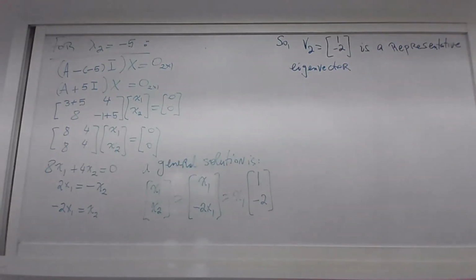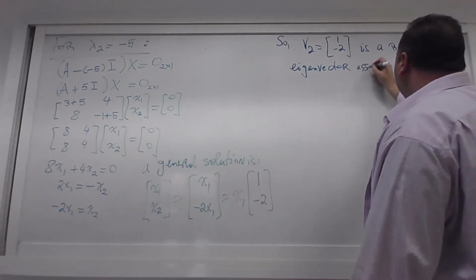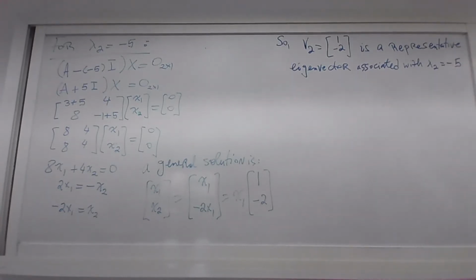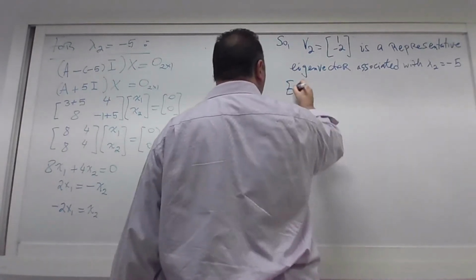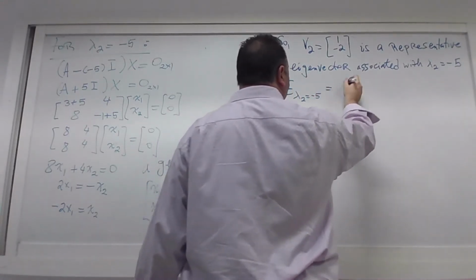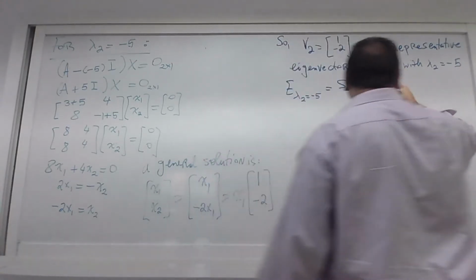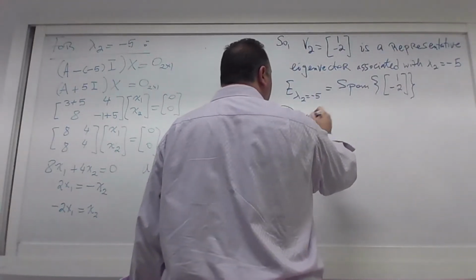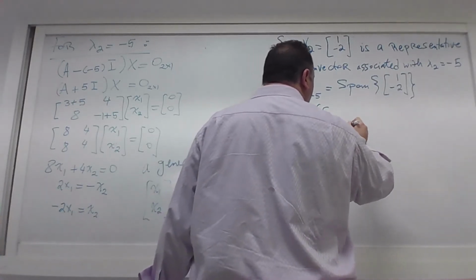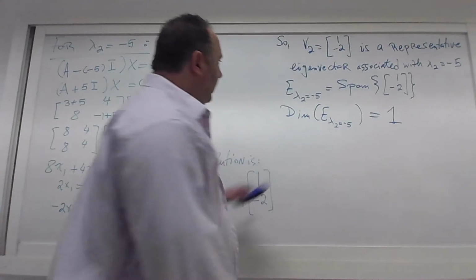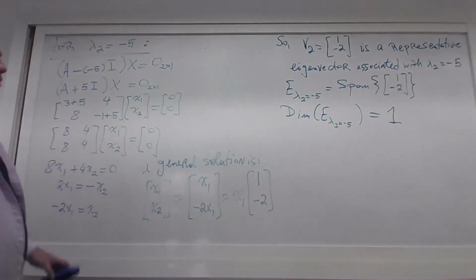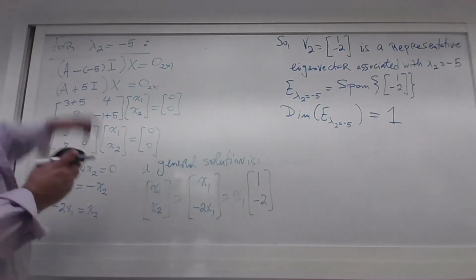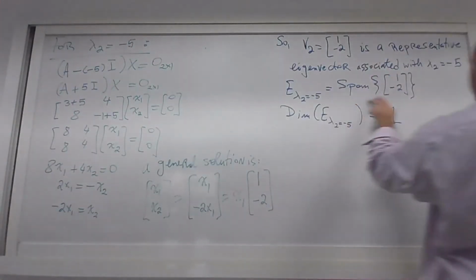So it's one vector that is a representative eigenvector associated with the eigenvalue negative 5. So the eigenspace is span of this vector 1, negative 2. So dimension of this eigenspace is 1, obviously. Here I'm writing the eigenvalue associated with it just for us to know. So that's what we have. We have an eigenvalue minus 5, and the eigenspace is here.